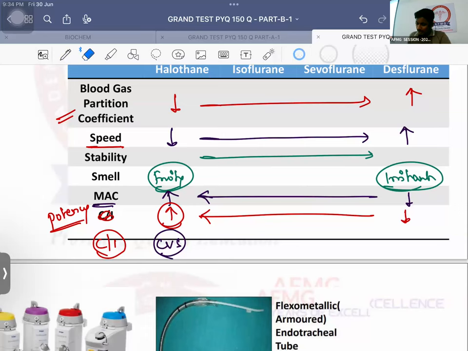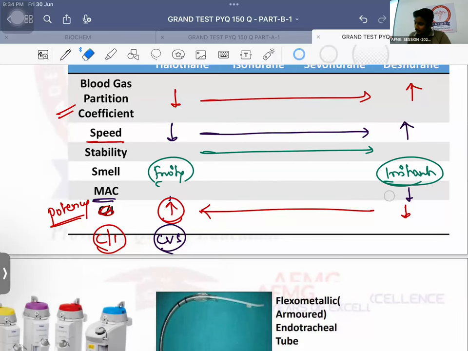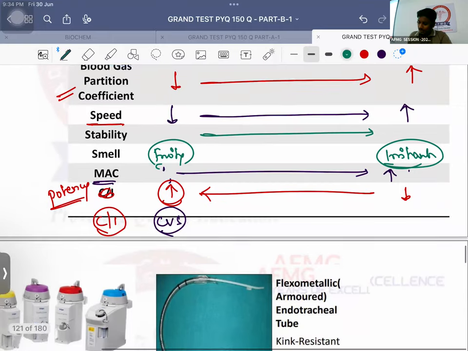MAC zyada hoga to potency kam hogi. Please remember, this is old down. Halothane is the most potent because it has the lowest MAC. Okay, so that's the important thing. No issues with this, anybody? Next important. Jaldi se bata abhi.